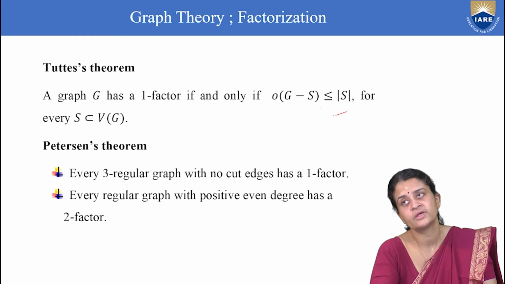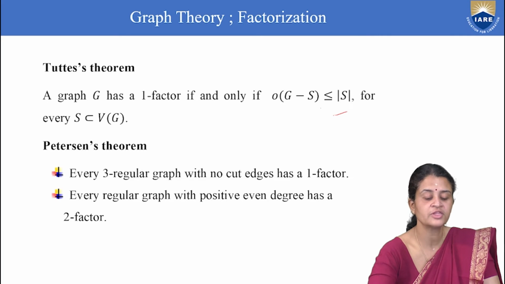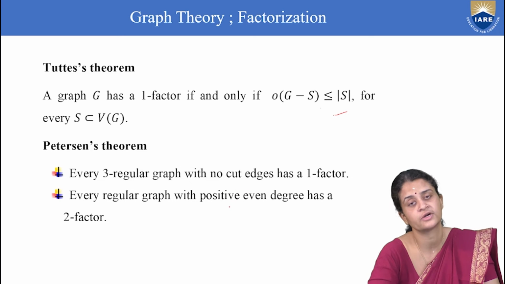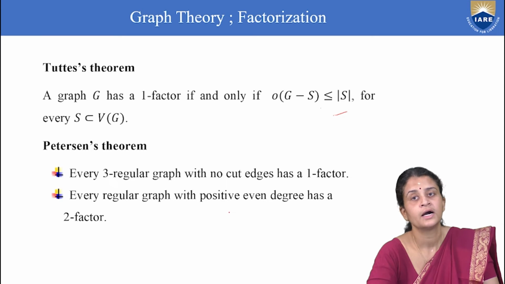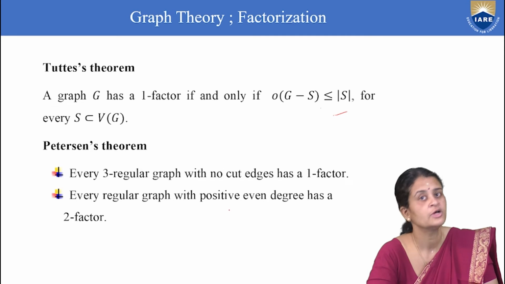This condition is also applicable in the case of perfect matching. Tutte has given this condition in the case of factorization and also in perfect matching. And what Petersen has told is that every 3-regular graph with no cut edges has a 1-factor. Every 3-regular graph means every vertex is of degree 3, and with no cut edges, that is, if we cannot find any edge whose removal disconnects the graph, then that graph has a 1-factor.